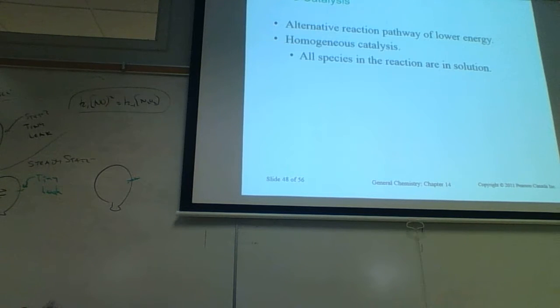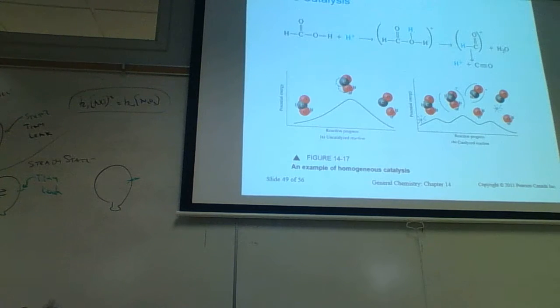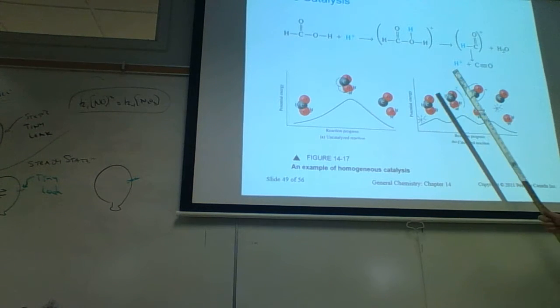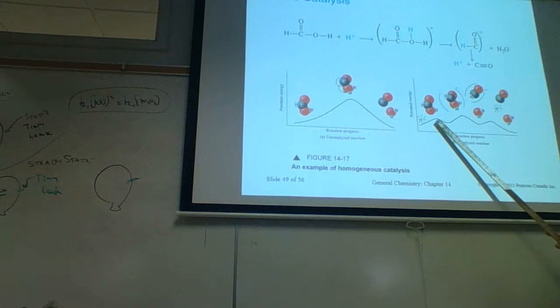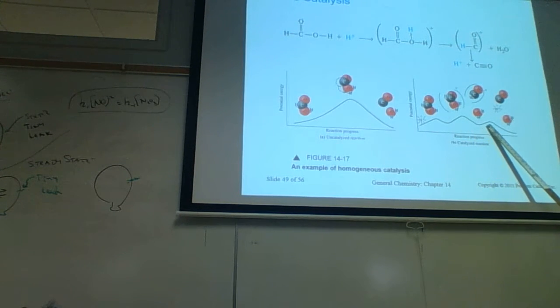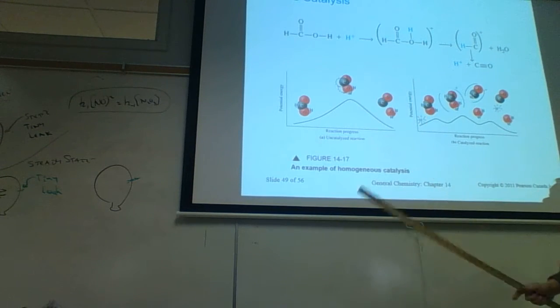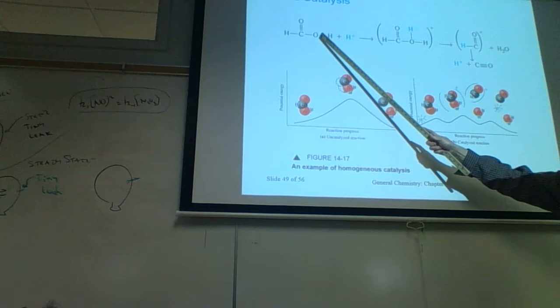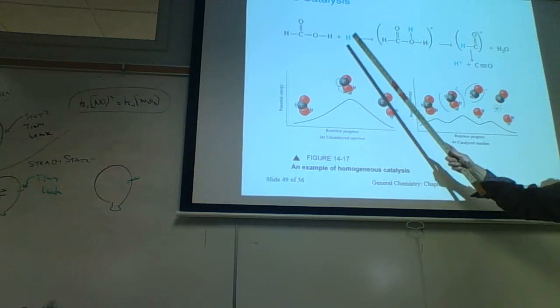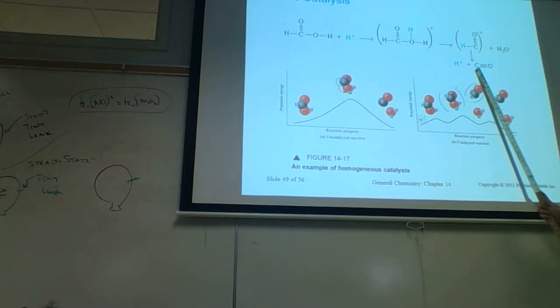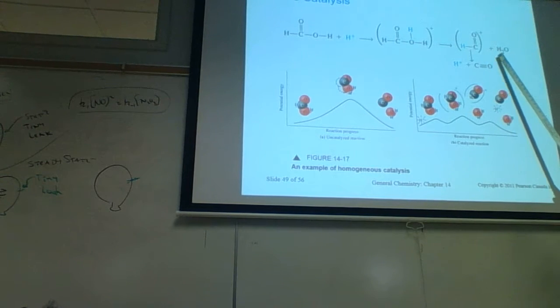And so what are catalysts? Catalysts are things that help the reaction speed up. The way they work is they lower the activation barrier. Catalysts can be something as simple as H+. This is called acid-catalyzed formic acid decomposition. Formic acid decomposes into carbon monoxide and water.